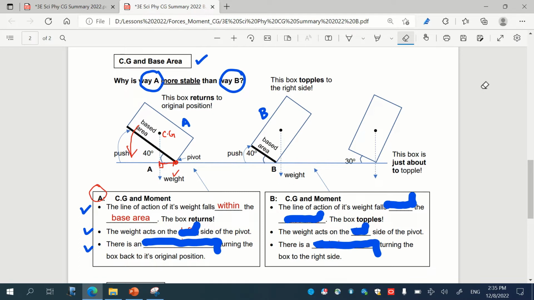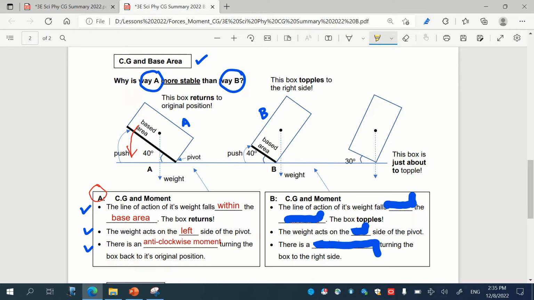The next point says the weight acts on the left side of the pivot point. You can see that it acts on the left side of the pivot point here. I say again, it acts on the left side of the pivot point. And this causes an anti-clockwise moment. It causes an anti-clockwise moment to the box. So the turning effect is anti-clockwise, causing the box to return to its original position.